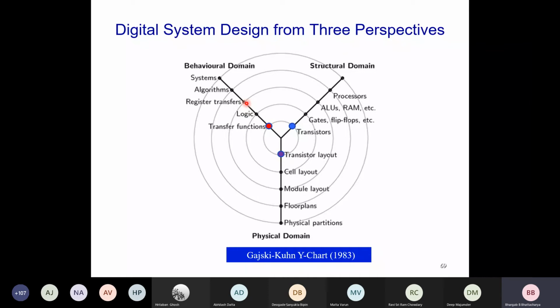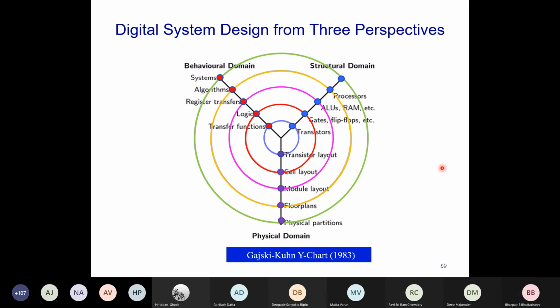All right. So you have the register transfer in the behavioral domain. Register transfer: move the content of one register to another register. Now, in terms of structure, you have flip-flops and so on. And in terms of layout, you have different modules at the geometrical level. So you have the same thing, but represented from different perspectives. And these concentric circles denote equivalence. All right?